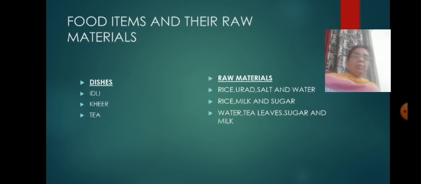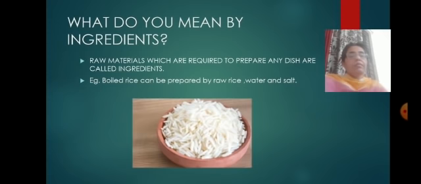Now you should ask your mama how she prepares many things for you and what the ingredients or raw materials required to prepare them are. You have to write your favorite dishes and their raw materials. In your NCERT book, children, a term is given to you, that is ingredient. So, what do you mean by ingredients? Some raw materials required to prepare any dish are called ingredients. For example, to prepare boiled rice, we require raw rice, water and salt. So, these are the ingredients to prepare boiled rice.